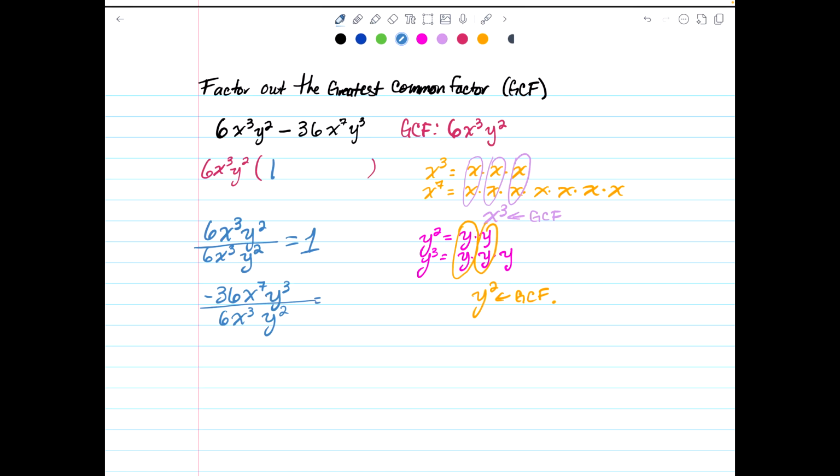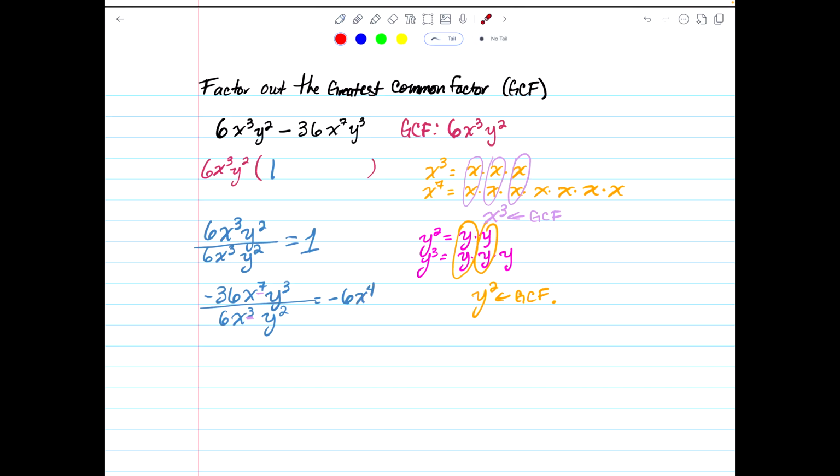Well, negative 36 divided by 6 gives us negative 6. We can apply our quotient rule with our variables with exponents. x to the 7th power over x cubed means that we can subtract the exponents. 7 minus 3 is 4, so we get x to the 4th power.